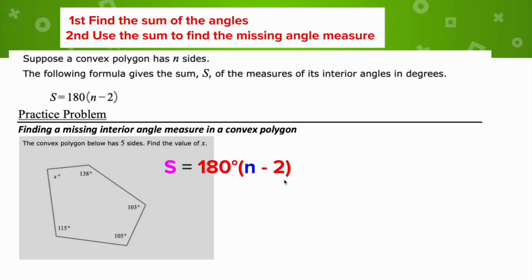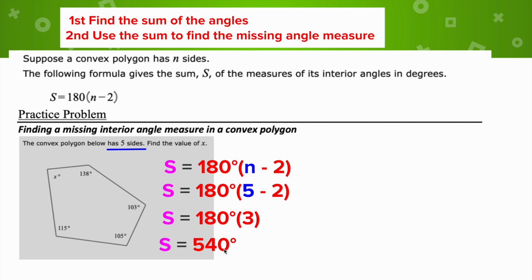So let's go ahead and plug it into our formula here. The sum is equal to 180 times 5 minus 2. So 5 minus 2 is 3, and 3 times 180 is 540. So I know that all 5 angles have to add up to 540. That is the only option for a 5-sided figure. And this is true of any 5-sided convex polygon, not just this one, any one.